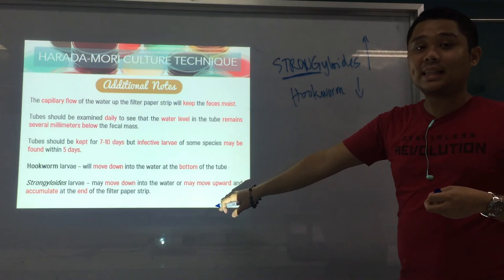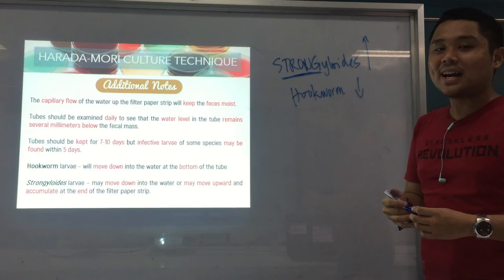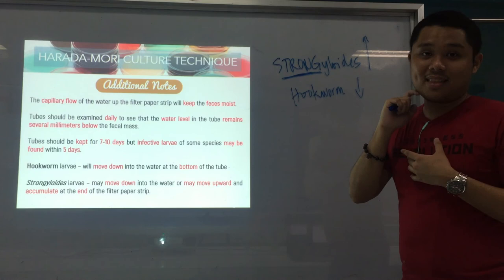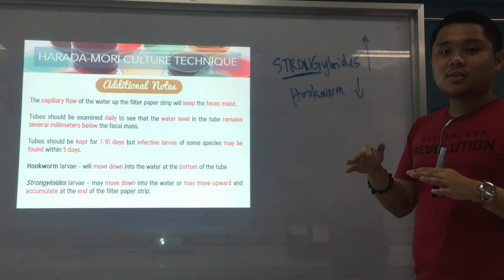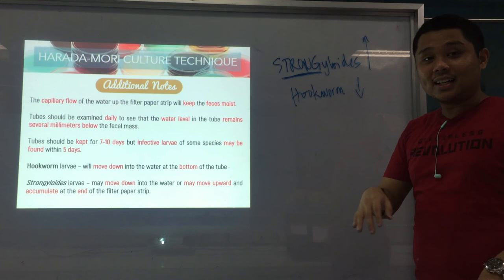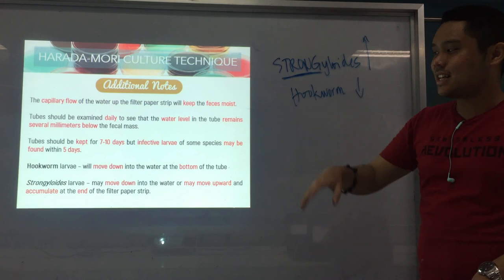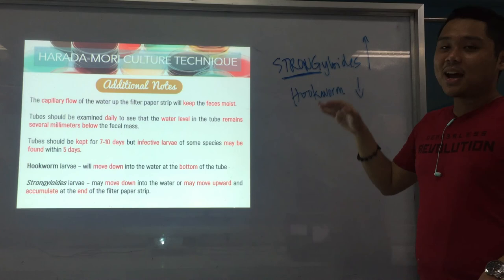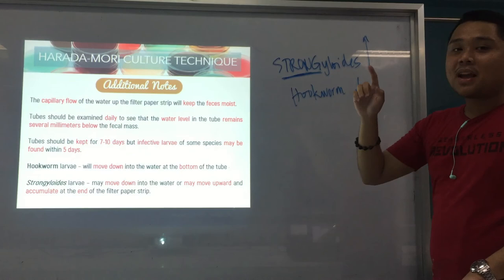So that's why it's really important to really boil, to really put it in hot water to kill the larvae that could have been present there. Okay, scary. But for differentiation purposes, so that you will know what species, or what parasite, will go up the Harada Mori filter paper preparation, see strongy. Why? Because it is strong, that's why it goes up. Strongyloides. And of course, the hookworm goes down. Or if you want the bastos, hookworm is bottom, strongy is versa top. Versa top. So it can be versa top, meaning it can go up or to the bottom, but predominantly it is at the top.